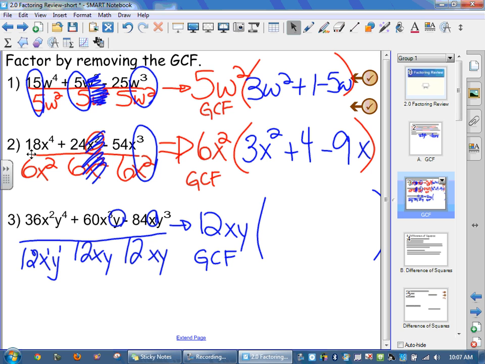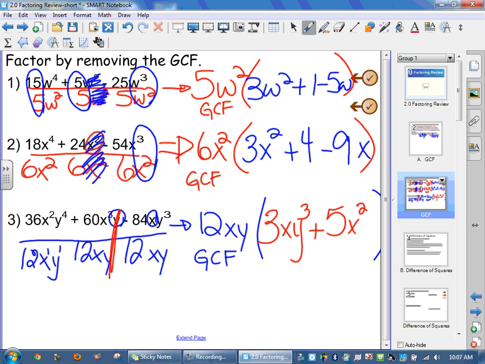So 36 divided by 12 gives me a 3. I have 1x left and 3 y's left. Okay, so you have to subtract them. 60 divided by 12 gives us a 5. I have x squared left because my y's cancel. They disappear here. On the next one, my x's disappear.